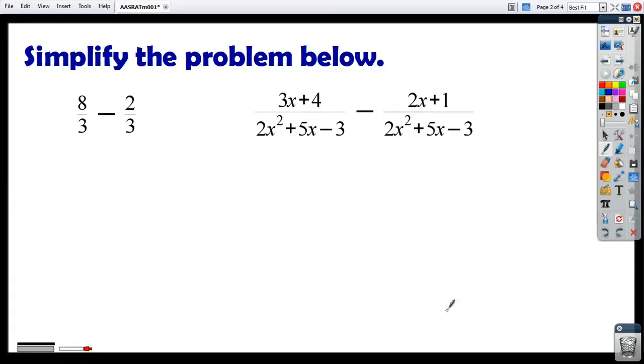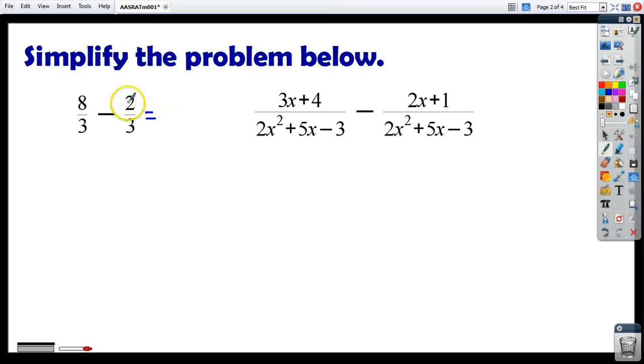Alright, so let's take a look at this problem. Once again, we're going to do some things side by side here, and this looks a lot like our first example, but there's going to be one difference here, and you'll see what I mean in a second. So, just like before, we first come up with the common denominator, which this one's been taken care of for us. 8/3, 2/3, so we can subtract right away.